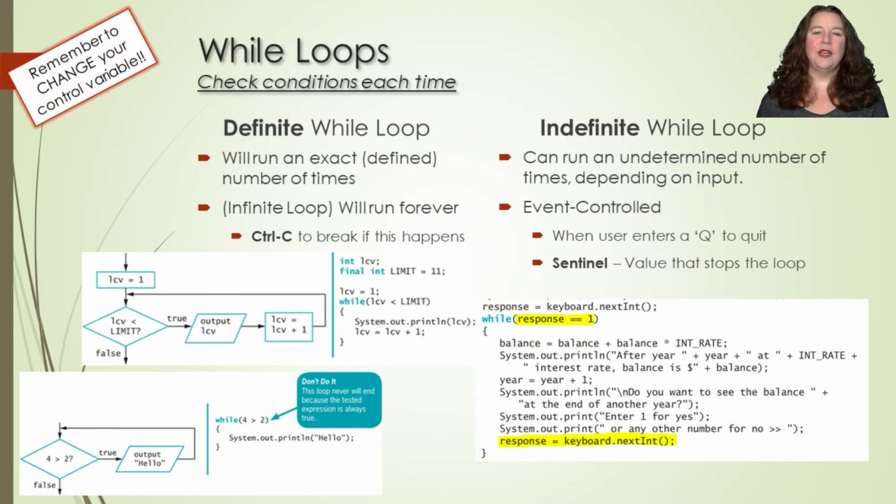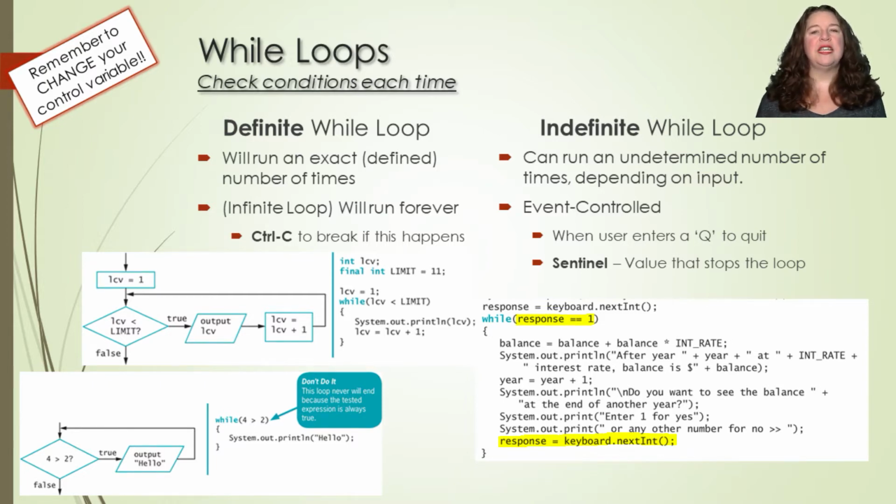In our basic while loop, we have two different styles that we can use. One is called a definite while loop and one is an indefinite. Definite meaning that it will run an exact defined number of times. So I can say this loop will run 5 times or 6 times or 12 times, whatever it happens to be. An indefinite loop runs an undetermined number of times depending on what the user's input is.